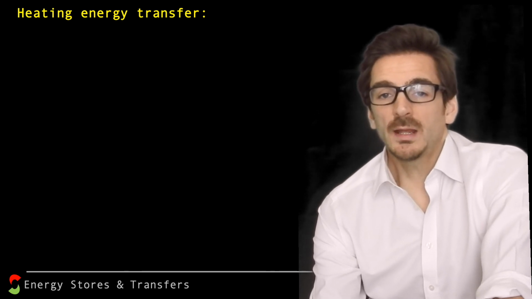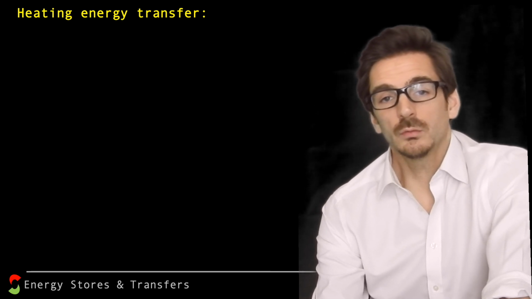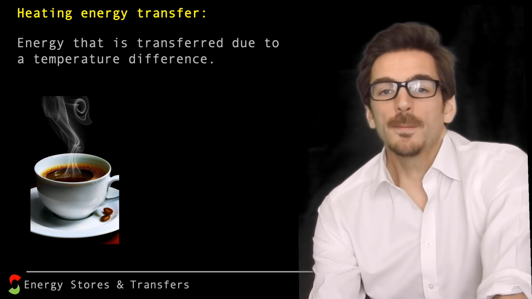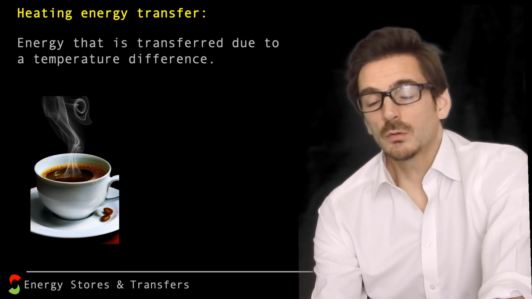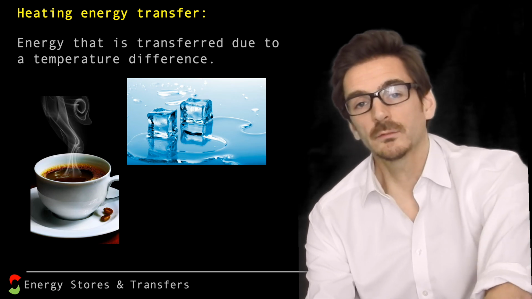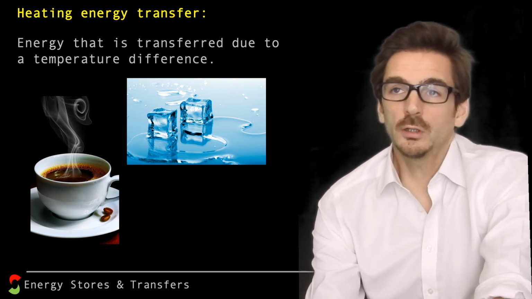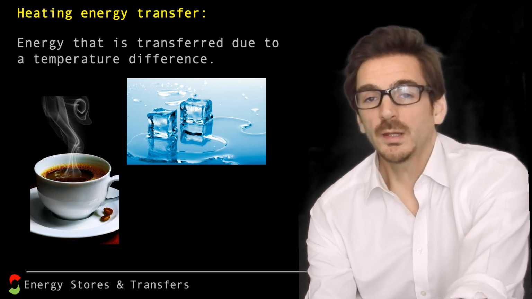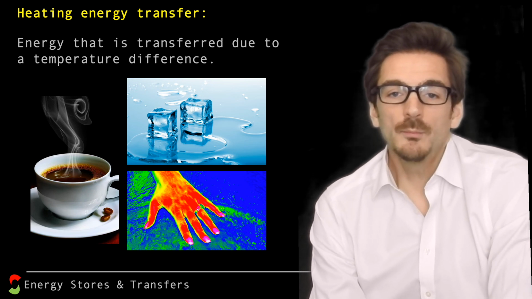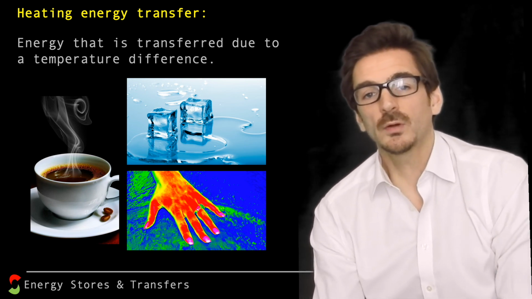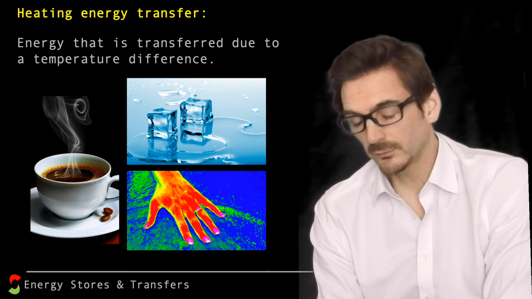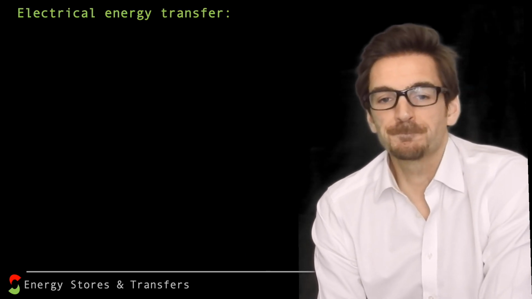Heating energy transfer is down to a temperature difference between two objects. For instance, a cup of tea or coffee. That means the cup of tea or coffee is hotter than the surroundings, so there'll be a heating transfer of energy from the cup of coffee to the surroundings. Or in another situation, ice cubes are colder than the surroundings, so there'll be a heating energy transfer from the surroundings to the ice cubes and they will melt. But really, right now, you're doing some heating transfer because you are warmer than the surroundings, so you are transferring thermal energy to the surroundings.